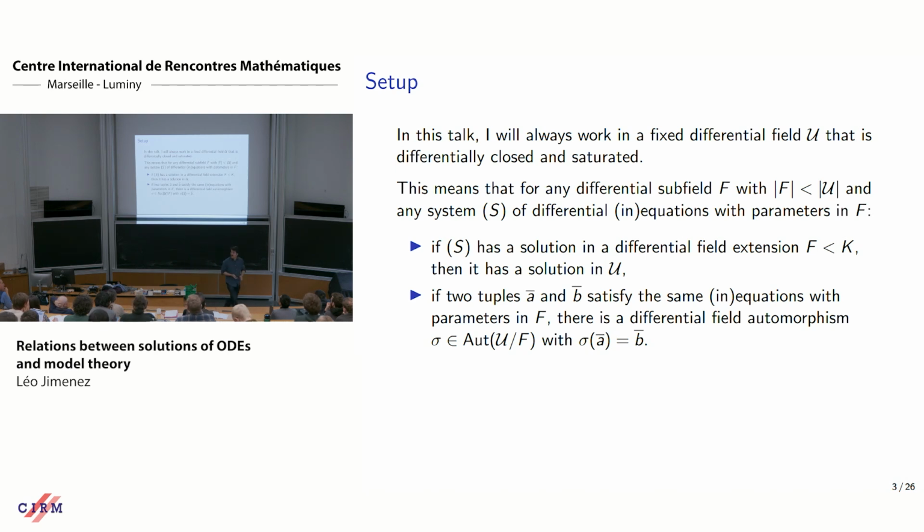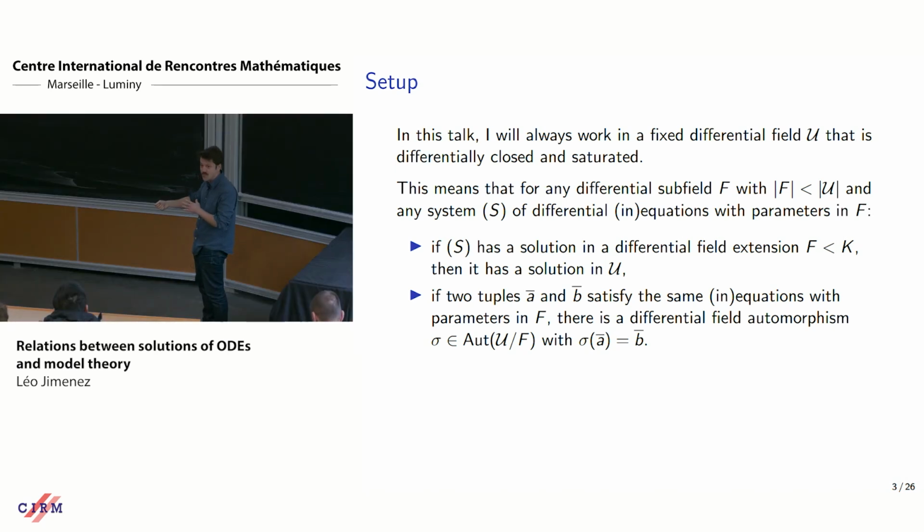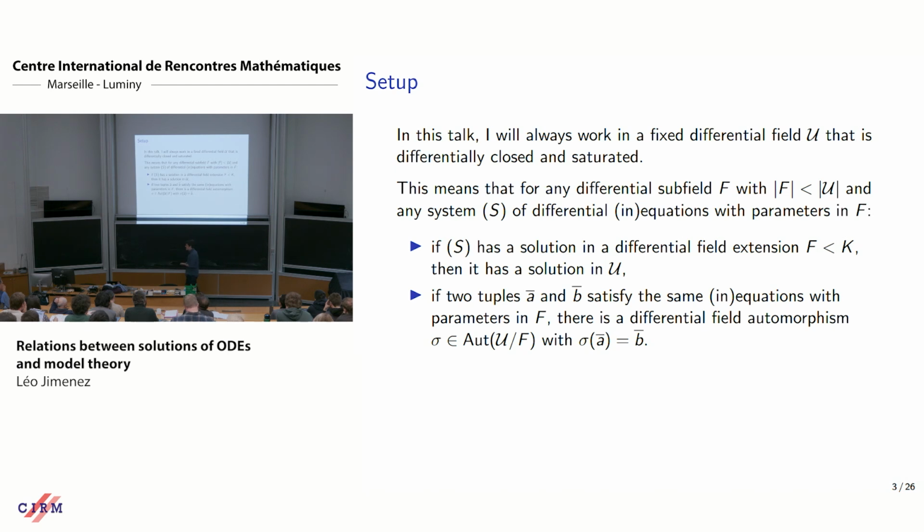Second, which is important when you're doing Galois theory from a model theoretic point of view, which is what I will do, if I give you two tuples of points in that field and they satisfy exactly the same equations and inequations over F, then there's a differential field automorphism that fixes F and moves A to B. So we can find solutions and we can move solutions around in this very homogeneous way. You don't need to know exactly what the words mean in model theory, but concretely, this is the sort of field that I work with.